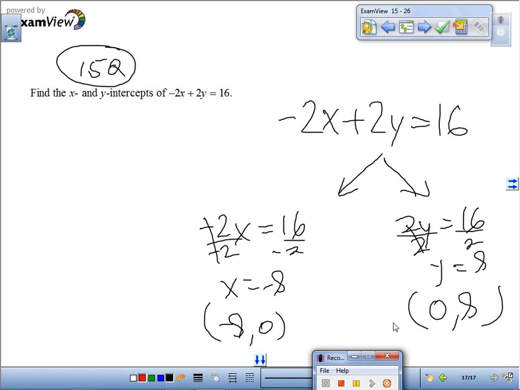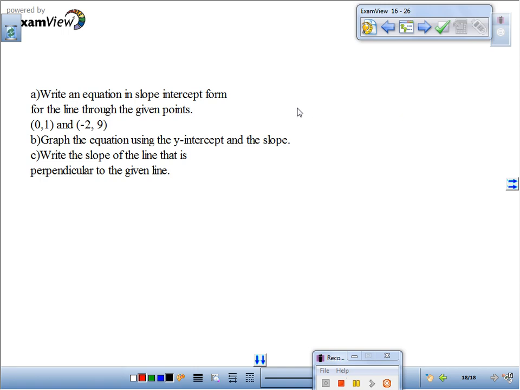That's good. Here we go. Focus, please. Number 16. It says, write the equation in slope-intercept form. Guys, it says, write an equation in slope-intercept form.